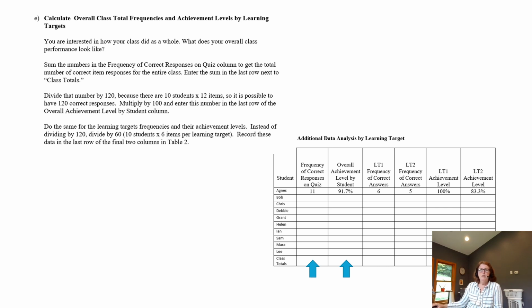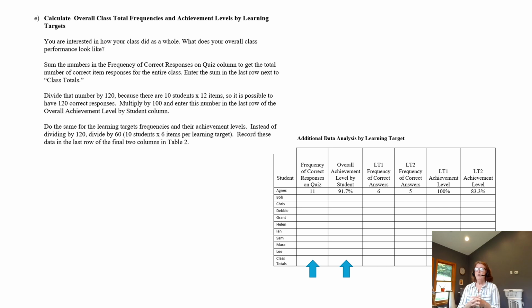Basically, what you're going to do is sum the numbers up, how many they got right in this first column, and put the total at the bottom in the last row where it says class totals. And then you're going to take that number, don't average the percentages, take that number that's in the first column and divide it by 120. Why? Because there are 12 questions on the quiz and there are 10 students. So there are possible 120 correct responses. Now you're not going to have 120 correct responses, but remember that's the total possible.